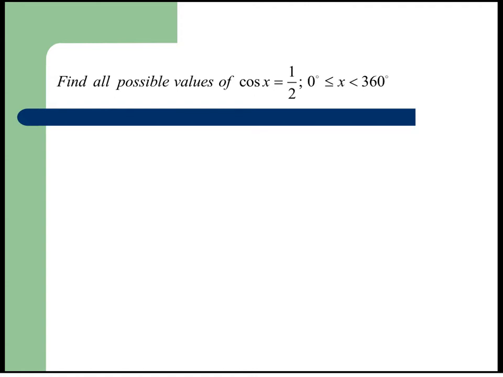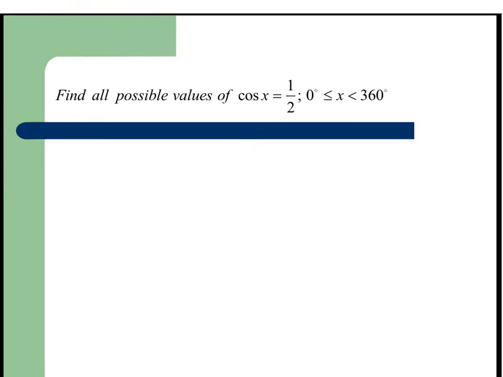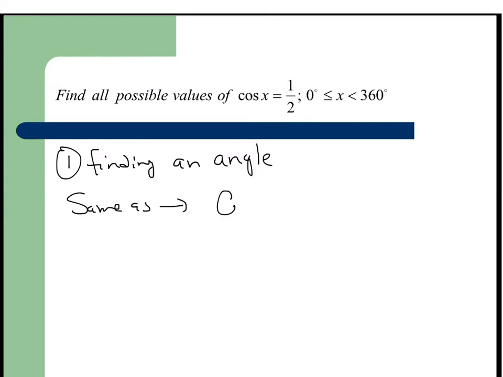Okay, so we're going to find all possible values of x when cosine of x is equal to 1/2, between 0 and 360 degrees. The first thing I want to make sure you understand when you see it in this format is that we are finding an angle. It is the same as cosine inverse of 1/2 is equal to x, where x is our degree measurement.